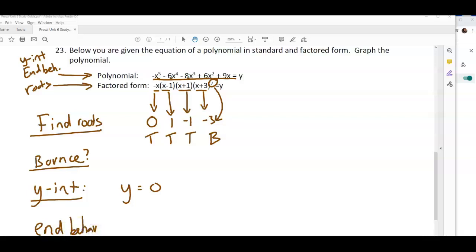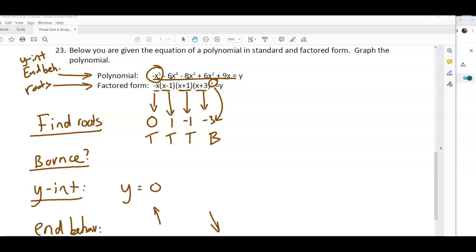Now, as you guys know, when you're doing this, you look at the first term, or the term that has the power that is highest. For this particular problem, that's -x to the 5th. And as we mentioned on an earlier problem, when you have an odd power with a negative coefficient, it's up on the left and down on the right. And that would be my end behavior.